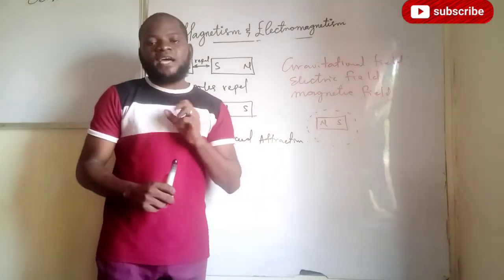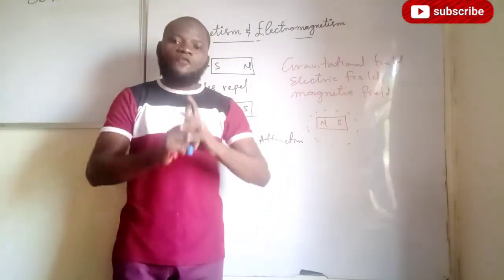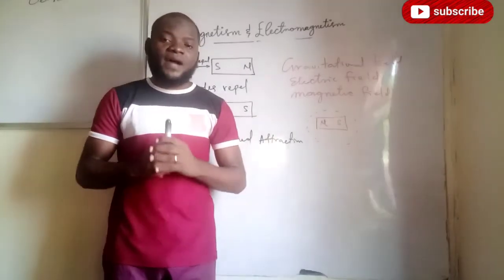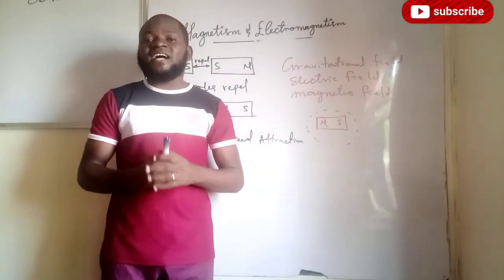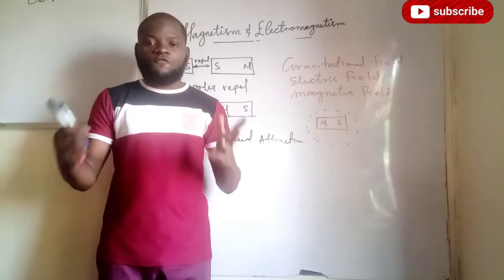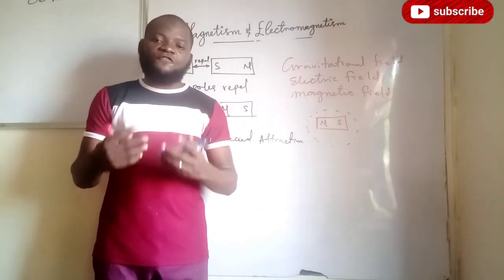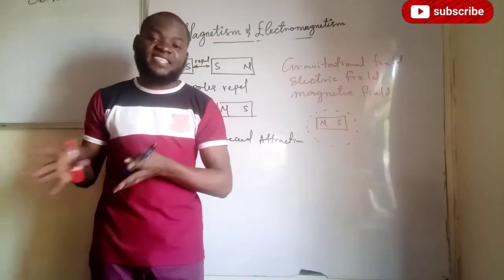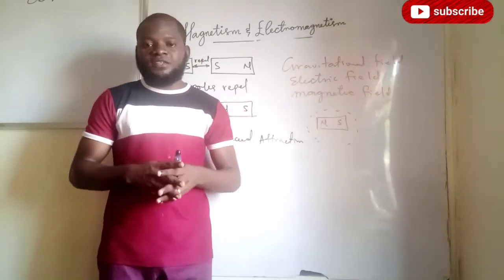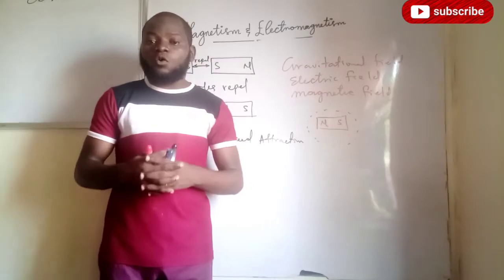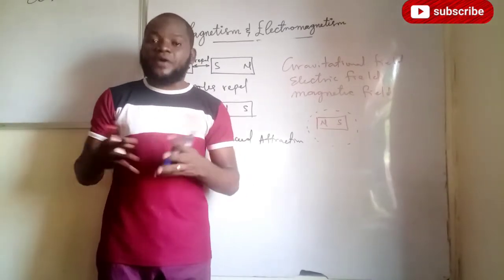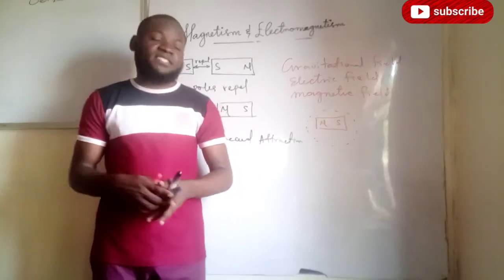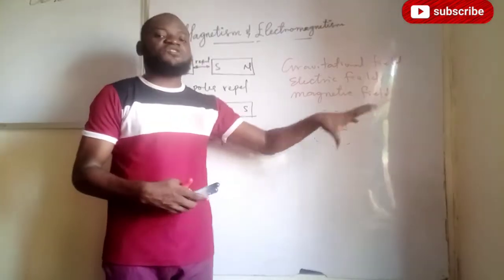Now, how can we then understand the pattern of a magnetic field? For us to understand the pattern of a magnetic field, we must understand the magnetic line of force. The magnetic line of force is what shows and describes the pattern of a magnetic field. Are we together now? Cool. It is a vector quantity because it has a direction.